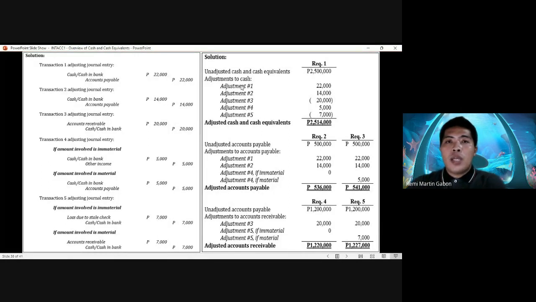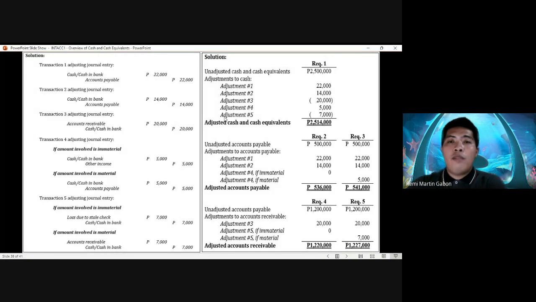The adjustment in number 1 is a debit, so addition. Transaction 2 is another debit, so addition. Adjustment 3 is a credit, so deduction. The normal balance of cash is debit. Then in transaction 4, whether material or immaterial, we have a debit to cash, so an additional 5,000. Then adjustment number 5, regardless of whether it is material or immaterial, we credited cash in bank, so deduction. So the adjusted cash and cash equivalents is 2,514,000.